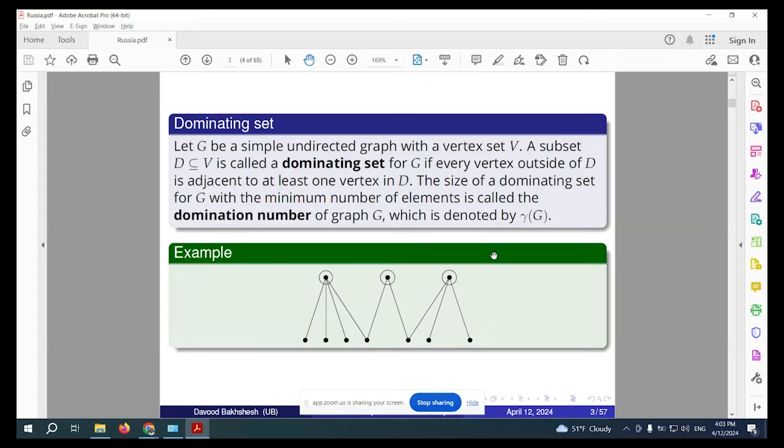You can see an example of a dominating set. In this example, you see a graph in which three vertices are indicated by circles surrounding each of them. It is easy to see that these three vertices form a dominating set for the graph.